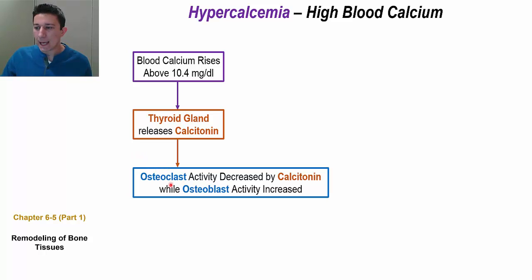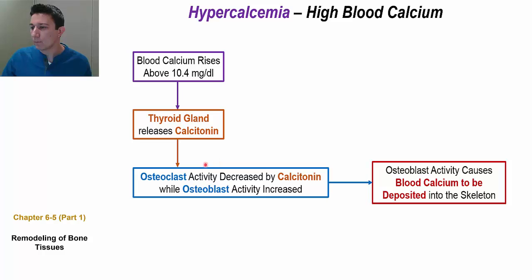So we're going to decrease the activity of osteoclasts, so that these cells are not breaking down skeletal tissues, and it's going to increase activity of osteoblasts, which is going to promote addition of calcium into the skeleton. So essentially we're going to create a condition under which deposit of calcium into the skeleton is greater than withdrawal of calcium from the skeleton. Okay, so calcitonin is going to increase osteoblast activity.